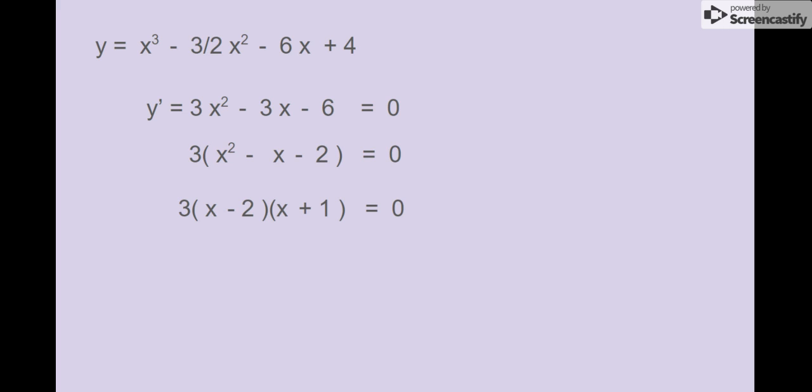If I set each factor equal to 0, I'd have x minus 2 equals 0, so x is 2, and x plus 1 equals 0, so x is -1. If you set 3 equal to 0, that's just no solution. That doesn't tell you anything about what x is equal to. So we got those values.